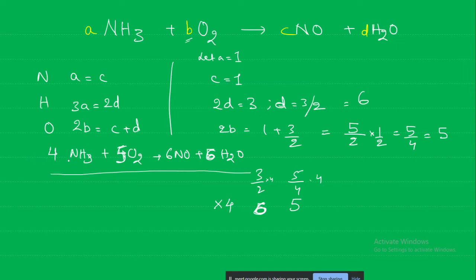Here nitrogens are coming 4. Here nitrogens are coming 6. No, sir, this four is only. I have written 6 there, sorry. Yeah, it will be four there. Okay, yeah, sorry. So these two are balanced for nitrogen.